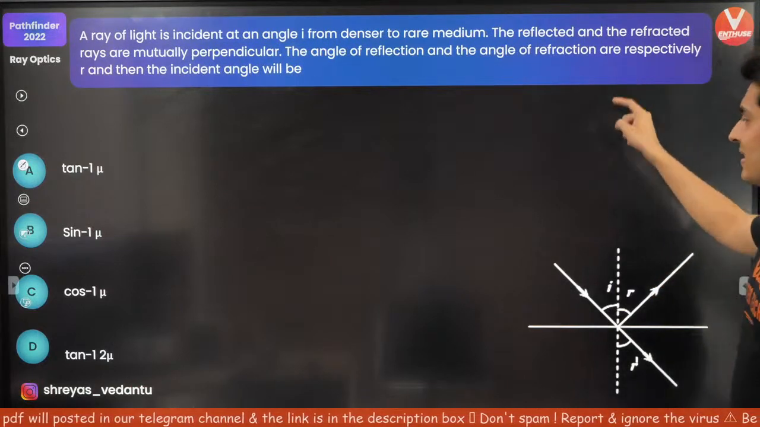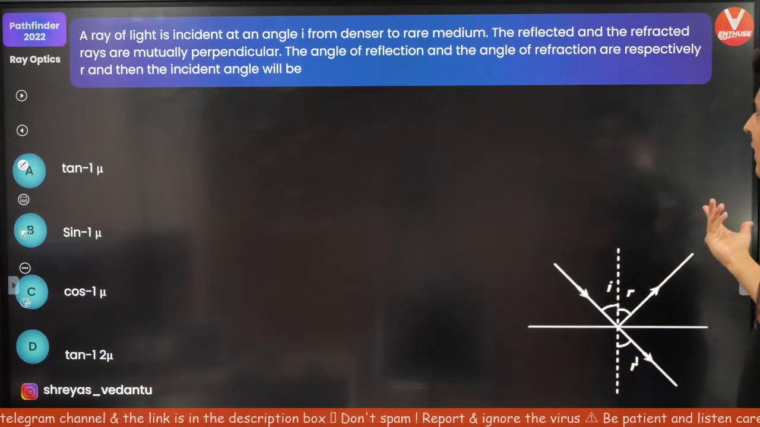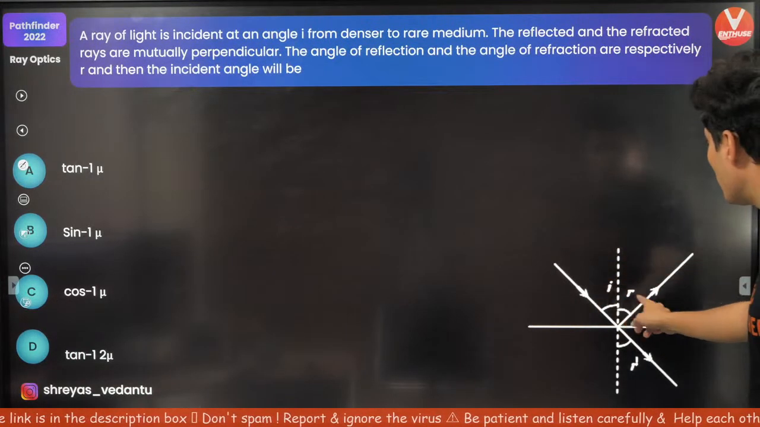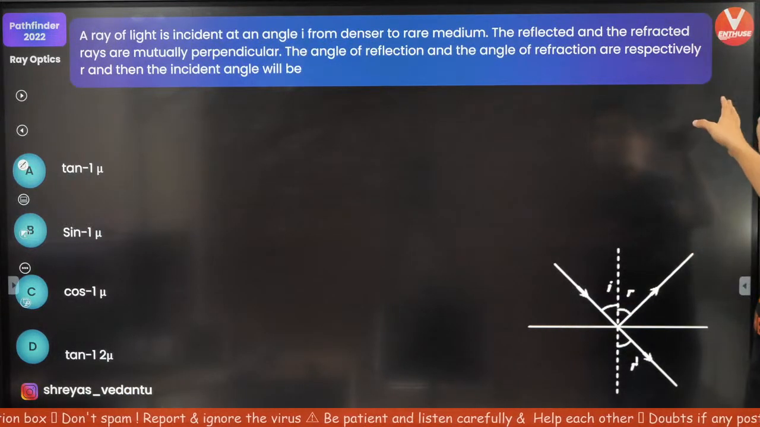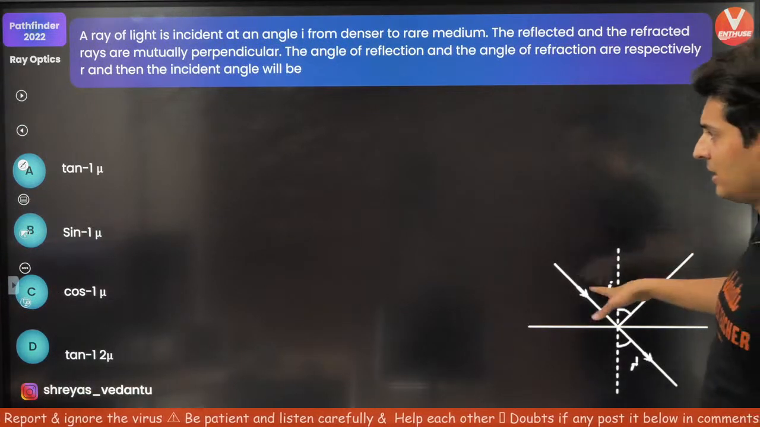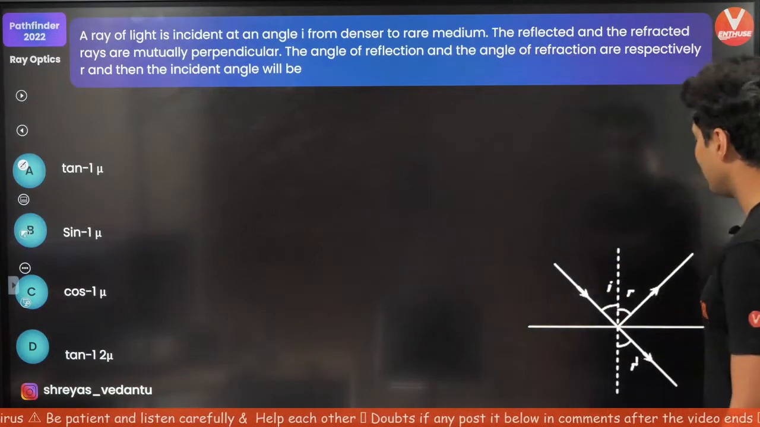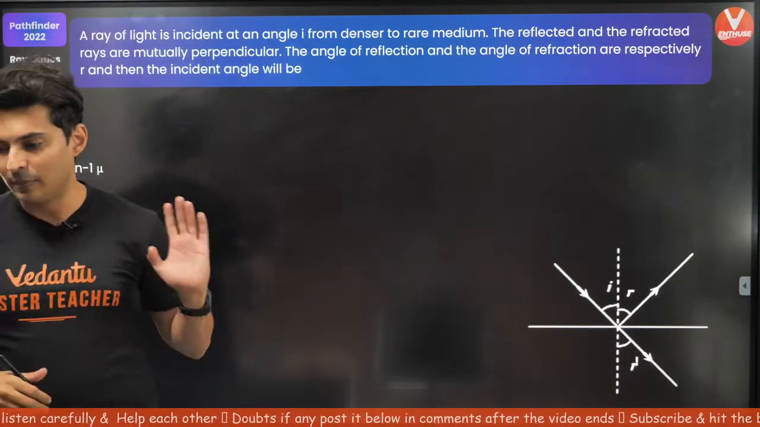A ray of light is incident at an angle I from some dense to rare, rare to dense probably, and the reflected and the refracted rays are mutually perpendicular to each other. The angle of reflection and the angle of refraction are respectively R and, I think something is missing, but it's okay, it's not needed, you can assume it. Then the incident angle will be, okay, read it carefully and think about it.